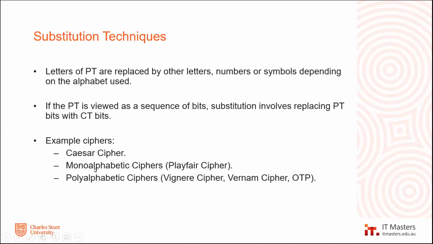Some example ciphers we're going to look at: the Caesar cipher, a pretty straightforward one that's been around since the days of Caesar, obviously. The monoalphabetic ciphers, then the Playfair cipher. And then there are also polyalphabetic ciphers. Monoalphabetic means they use one alphabet, or the same alphabet, to do the encryption.